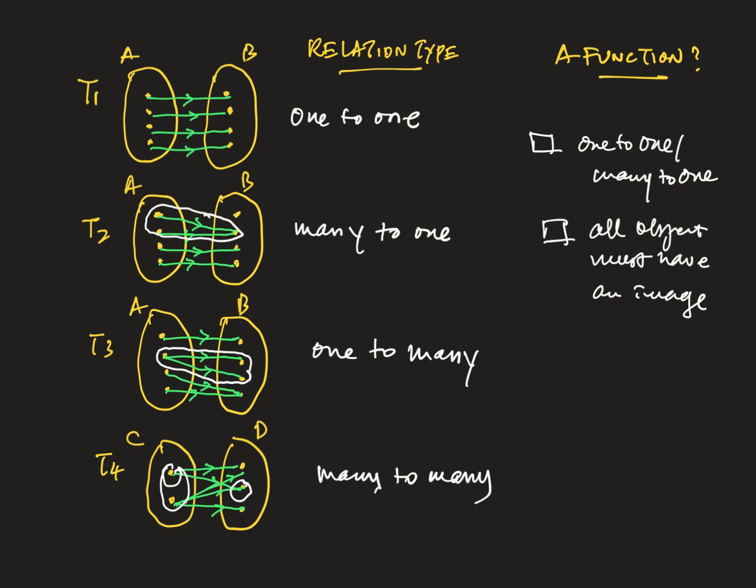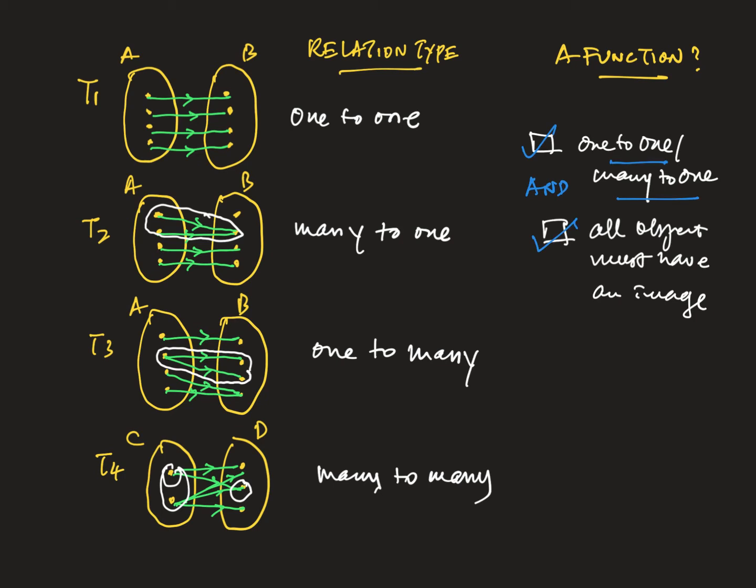A function is a special relation whereby two conditions must be fulfilled. The first condition is the relation type must be either 1 to 1 or many to 1, and the second condition is that all the objects must have an image.